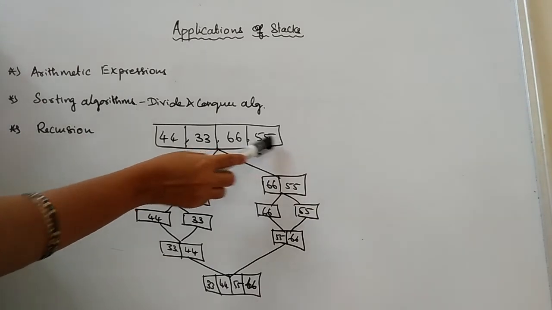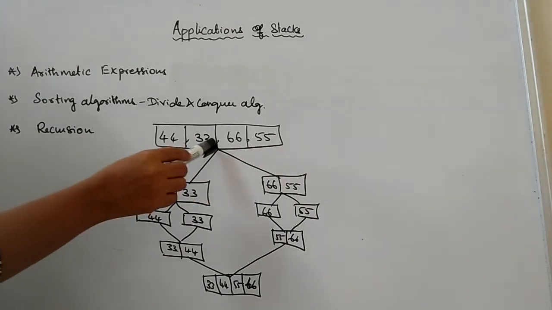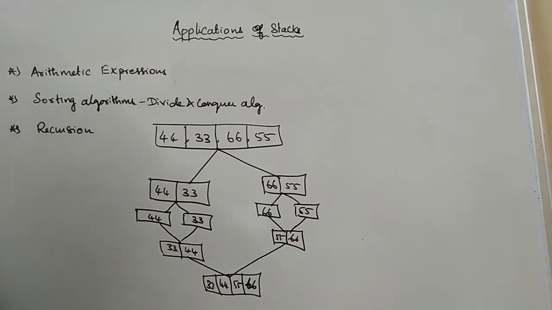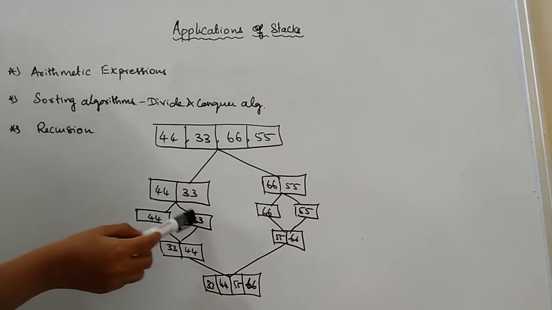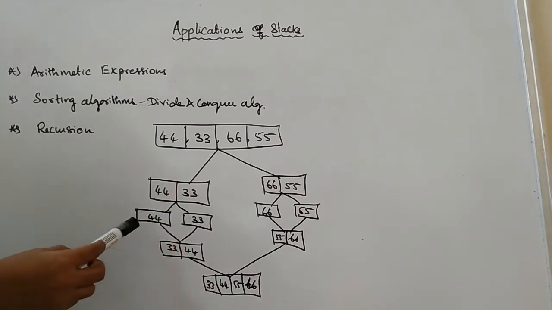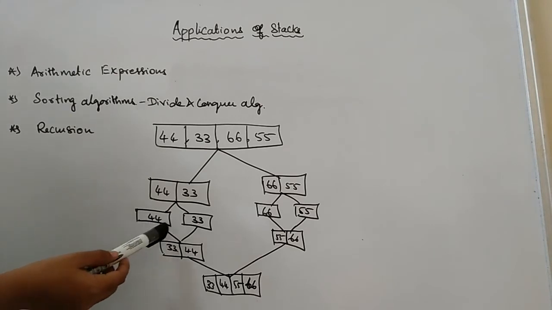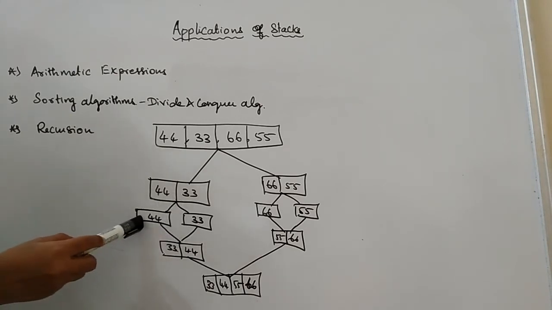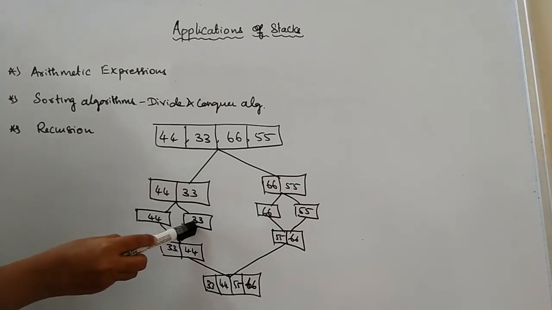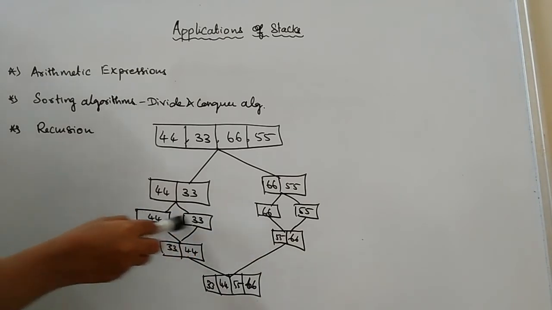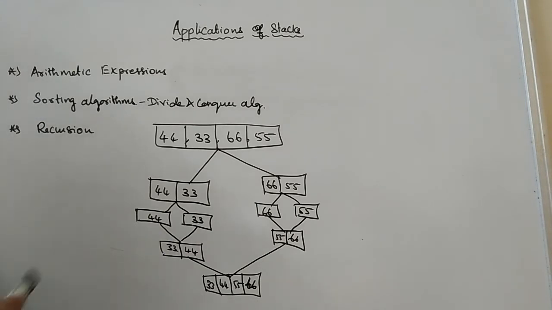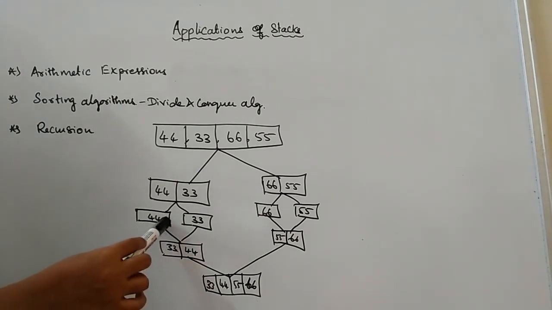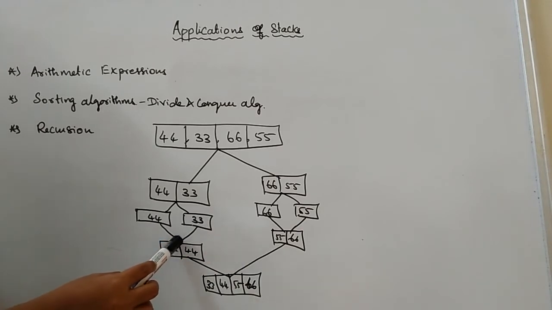Initially I am just having 4 elements. These 4 elements are fragmented into 2 subsets, and then each subset is fragmented into several subsets, and then again I am trying to fragment it, but I couldn't. The reason is, here I am having only one element in this subset, and here also I am having one element. At this level, if I look into all the subsets, I have only one element. So in such cases, I am going to combine these two subsets.